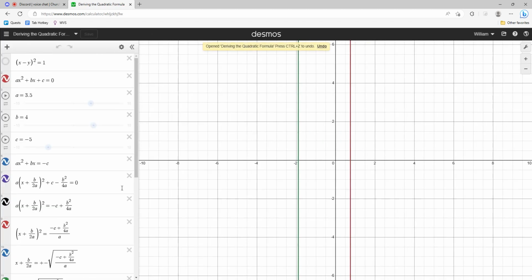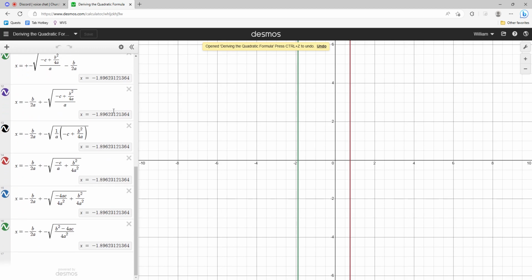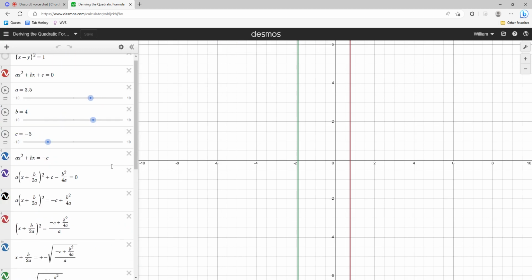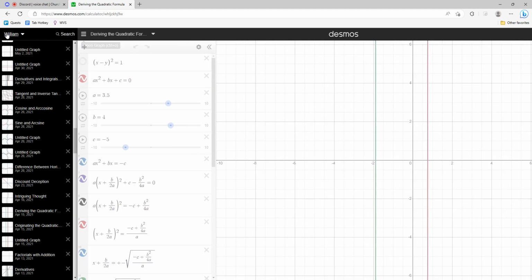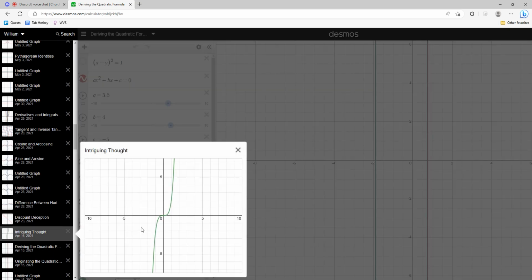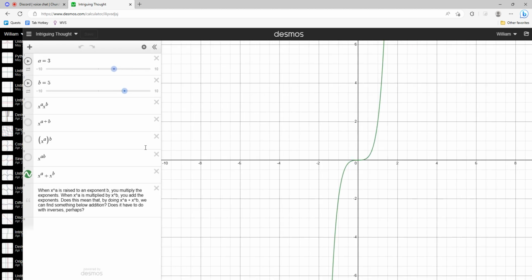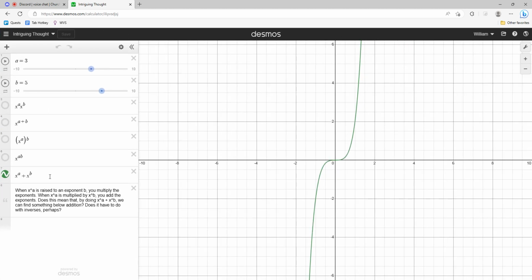Deriving the quadratic formula. I'm not even going to go into how this was done. Yeah, because I've got too much here to deal with it. Intriguing thought. Okay, this is where it's going to start to get interesting. This is where my passion for math got sparked around the summation or the series notation earlier, but whatever.